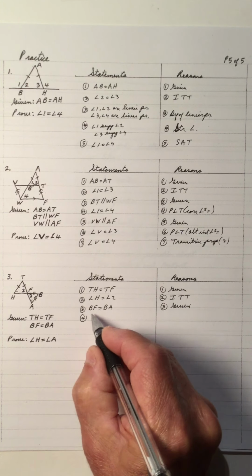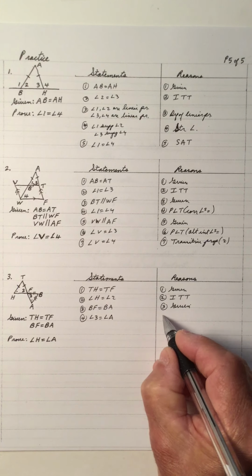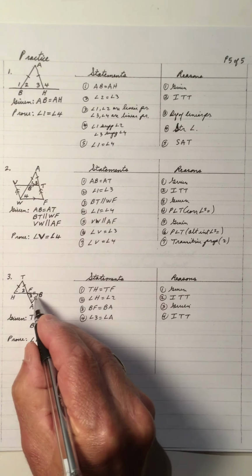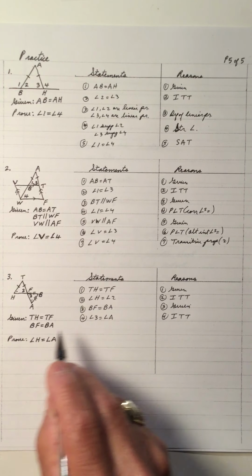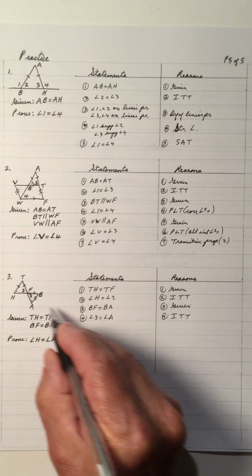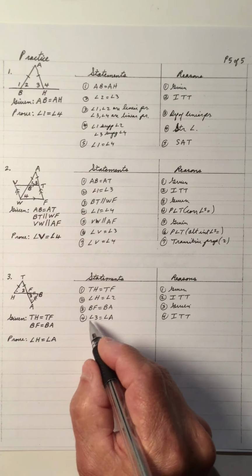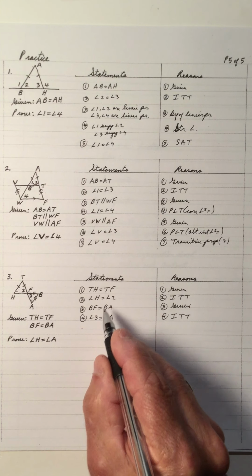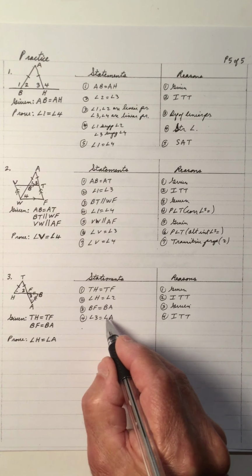And we have angle 3 equals angle A. And again, Isosceles Triangle Theorem. These two sides are equal, so angle 3 is equal to angle A. The base angles are equal, as angles opposite equal sides are equal. Now we have to connect them up, so we got H equals 2, and we got 3 is equal to A. So how are we going to get H is equal to A?